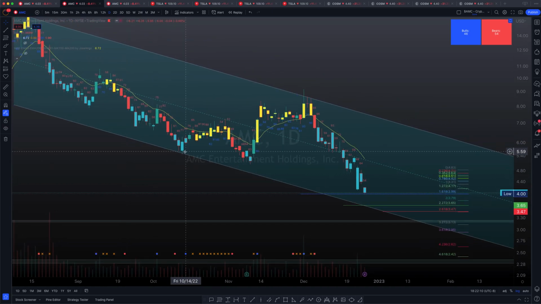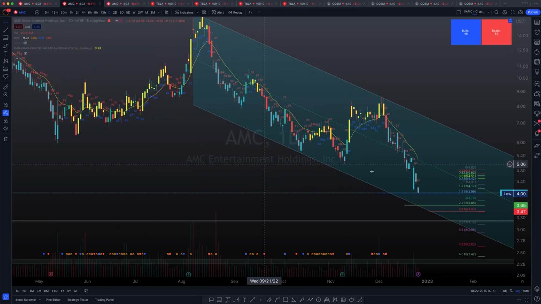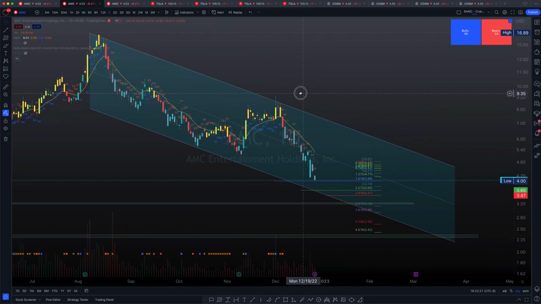Why? Because we need absolutely, at a minimum, 2 touches of the support and 2 touches of the resistance in order for us to validate that formation. Okay, you guys, definitely something you want to take a note of.